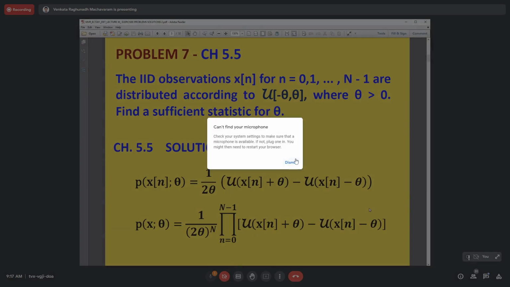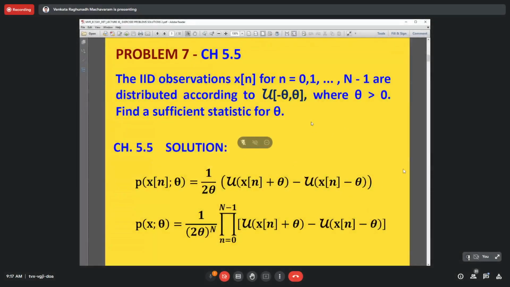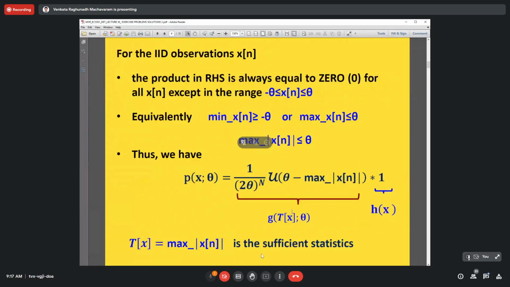If you have confusion to understand this one, draw a waveform. Minus theta to plus theta, you draw a rectangular function, actually a square function. It is symmetrical, therefore it's u of xn plus theta minus u of xn minus theta. Product also. So product of all of them, 2 theta power n. Therefore, the product is always equal to 0 for xn outside this range. In this range, it is not 0. Outside this range, it is 0.